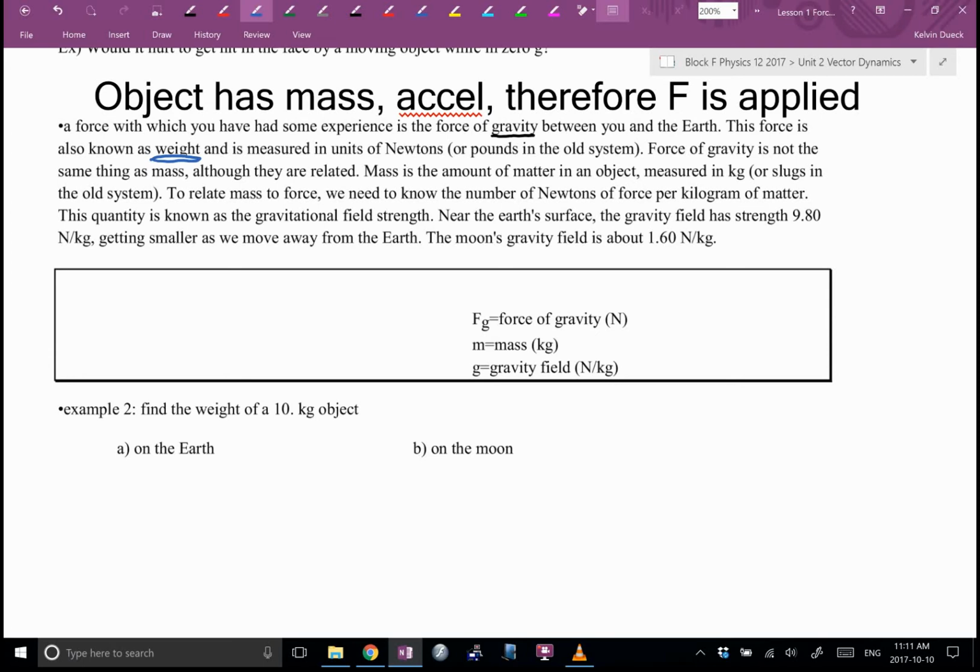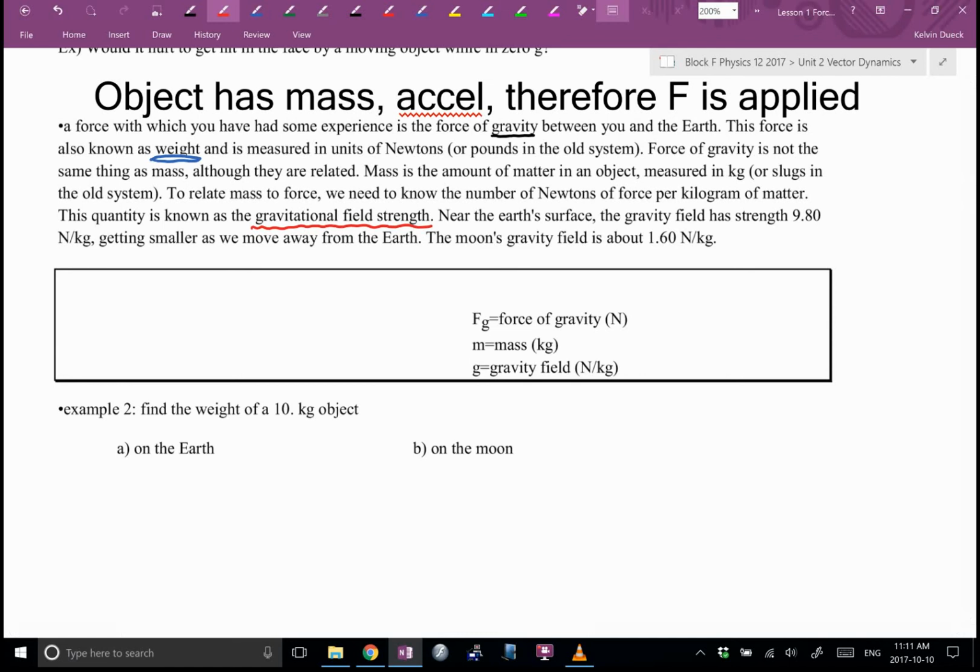Pounds was not a measure of mass. Pounds was a measure of force. The force of gravity is not the same thing as mass, although they're related. Mass is the amount of matter in an object, measured in kilograms, or in the old system, slugs. What a stupid system. To relate mass to force, what we really need to know is how many newtons are acting on each kilogram due to gravity. We have a fancy name for that, and this is a phrase we're going to be using an awful lot this year. We call it gravitational field strength.